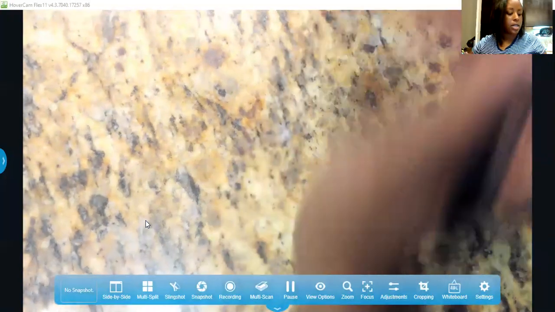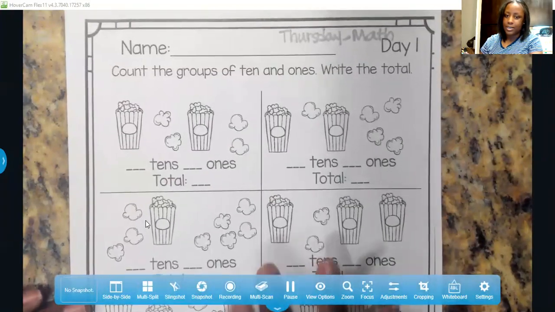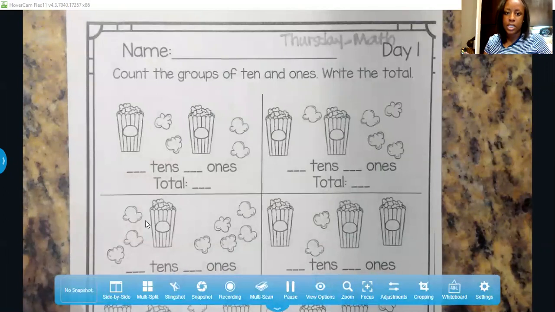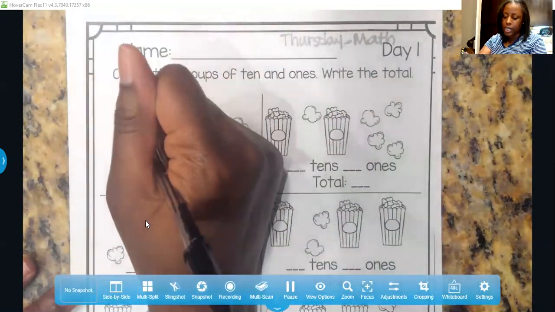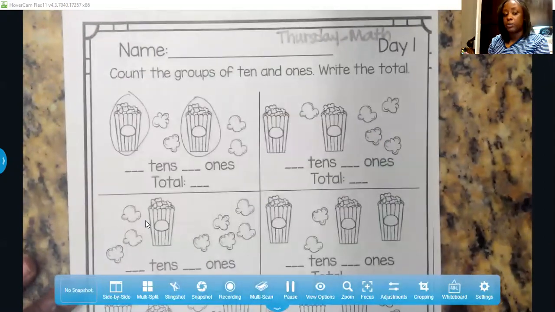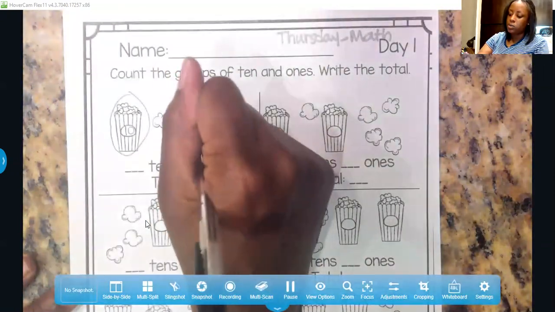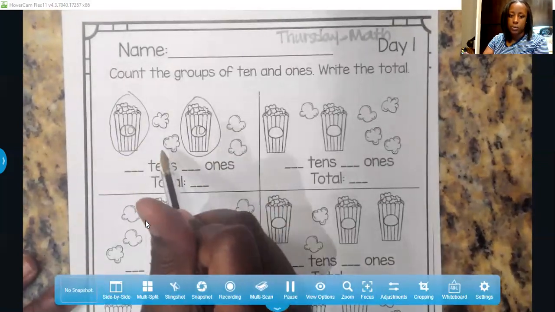Now, today we simply have to look at this sheet that says Thursday Math, and all it says is to count the groups of tens and ones and then write the total. I'm just going to do 2 of them with you because I think this one is pretty easy for you. All your first grade teachers have told you that anytime you see a group, when they're bunched together like this, it's always going to equal 10 because we're working with tens and ones. So each time you see a bag of popcorn on this page, it equals 10. How many bags of popcorn do you see in this one?